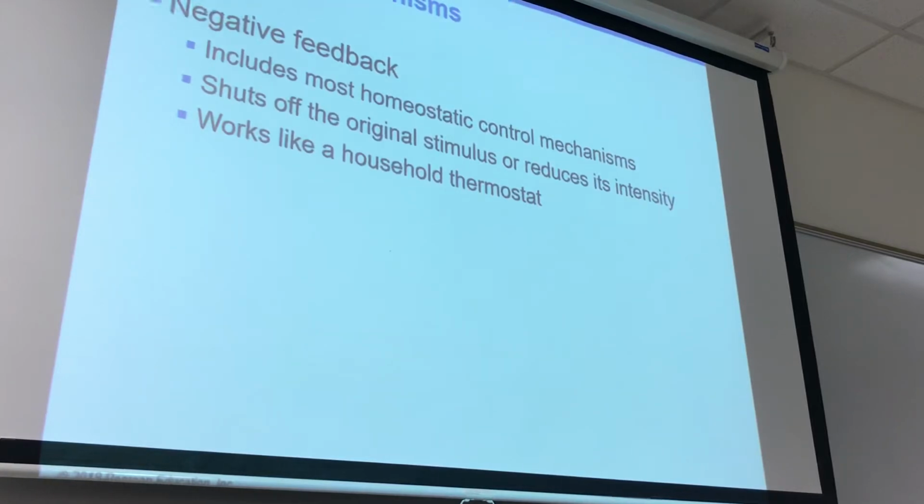So for example, as body temperature goes up, what we do is we reverse it and bring body temperature down. If our blood pressure goes up, the body fixes it by bringing blood pressure down. If our respiratory rate goes up, we fix it by bringing our respiratory rate down. We just reverse the initial problem. That's known as a negative feedback loop.